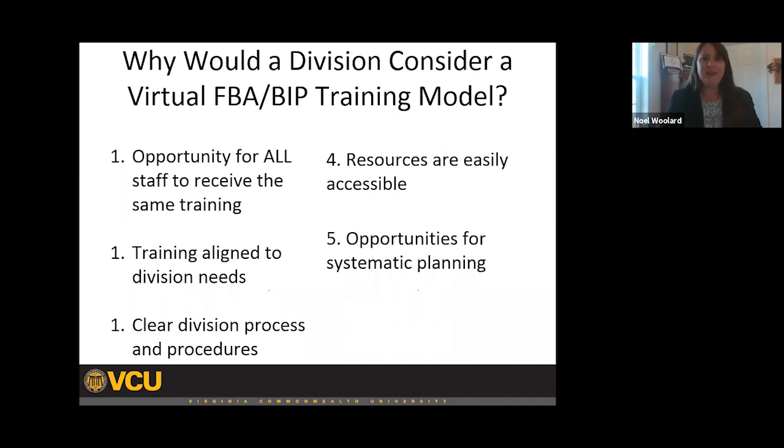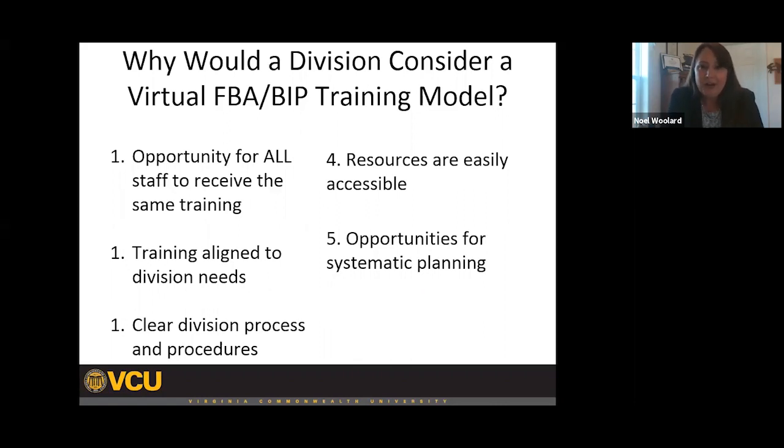So we're going to shift a little bit and talk about some of the benefits of adopting an online or virtual FBA and BIP training model. We believe that during this time of COVID, school divisions really have a unique opportunity to look closely at their professional development training models and also the professional development needs of their staff. This may be a great time to consider modifying some of those delivery formats that we have been using in the past to meet the needs of all staff within a school building.